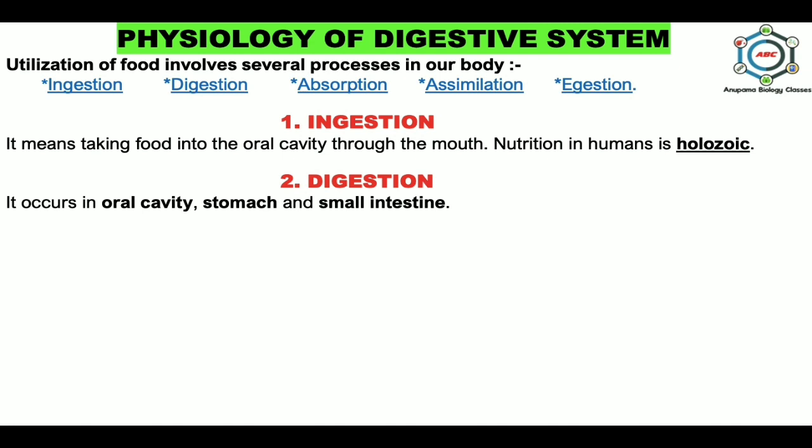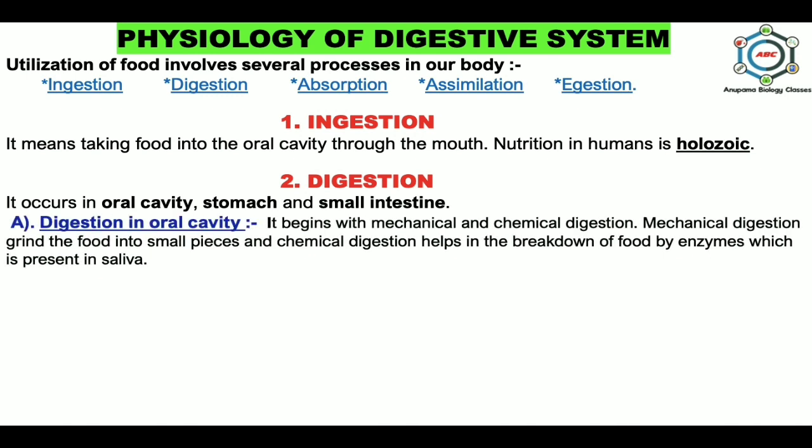So where does digestion occur? Digestion occurs in the oral cavity, stomach and small intestine. Digestion begins from the oral cavity or buccal cavity. In the oral cavity, two processes occur, that is mechanical and chemical digestion. In mechanical digestion, grinding of food occurs, so the larger particles of food are broken down into smaller pieces, and this process is called mastication. And the chemical digestion consists of salivary amylase and lingual lipase enzymes. By this, the large molecules are converted into smaller molecules.